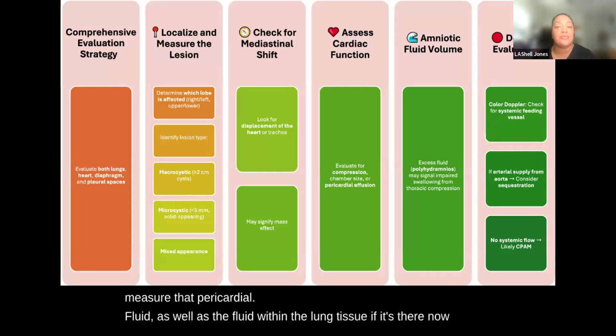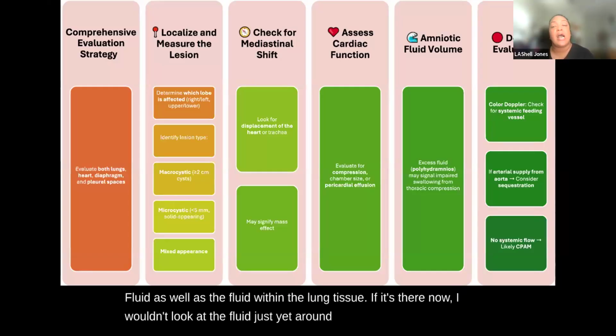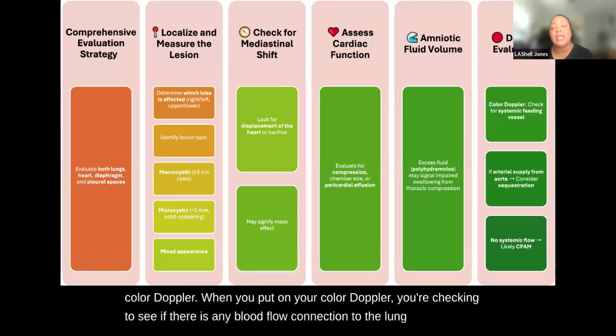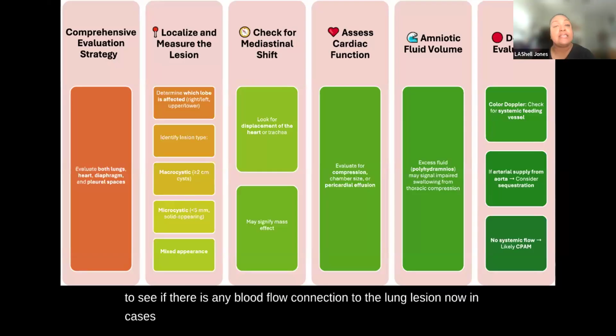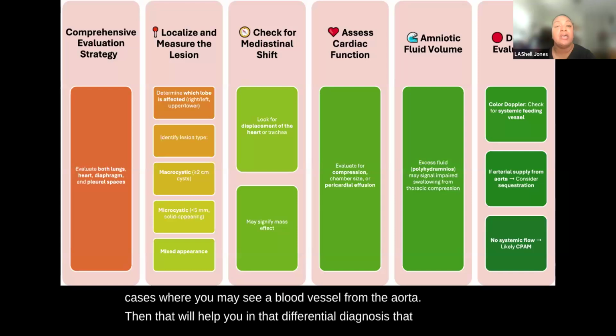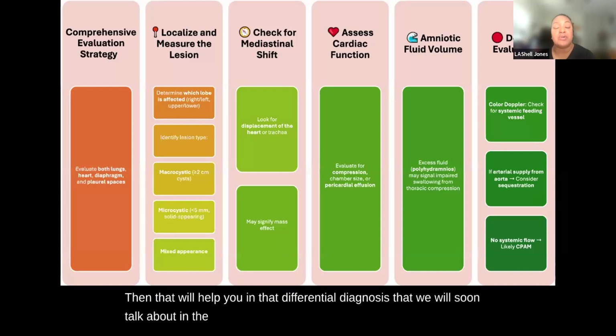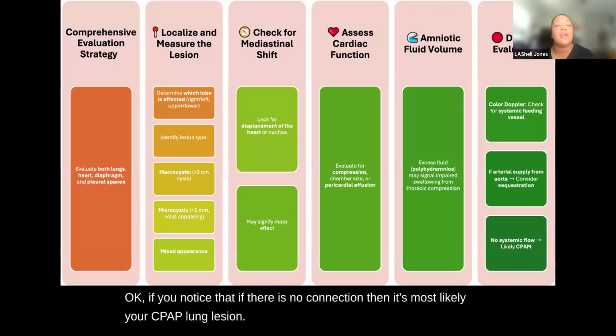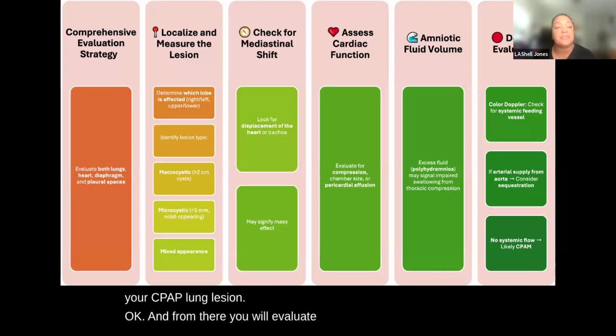Now, I wouldn't look at the fluid around the fetus just yet. I'll first throw on my color Doppler. When you put on your color Doppler, you're checking to see if there is any blood flow connection to the lung lesion. Now, in cases where you may see a blood vessel from the aorta, then that will help you in that differential diagnosis that we will soon talk about, sequestration. Okay, if you notice that. If there is no connection, then it's most likely your CPAM lung lesion. Okay, and from there, you will evaluate your amniotic fluid. Okay.